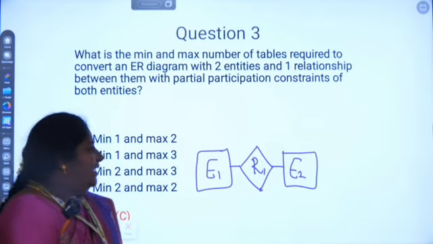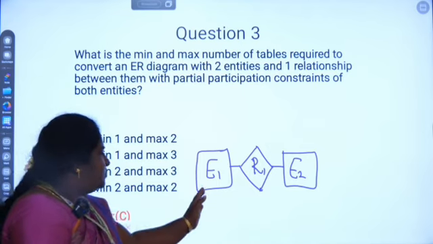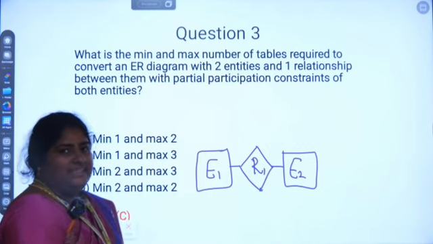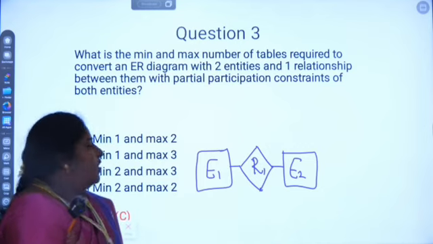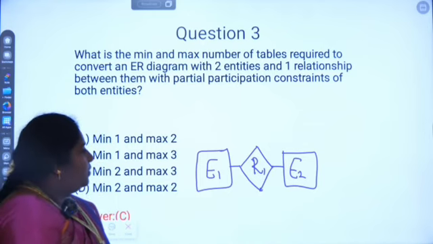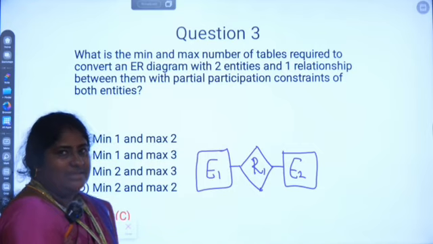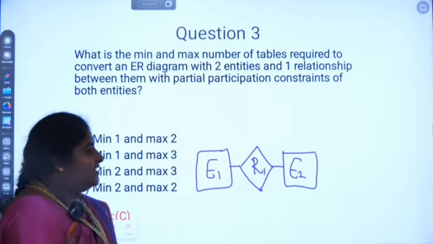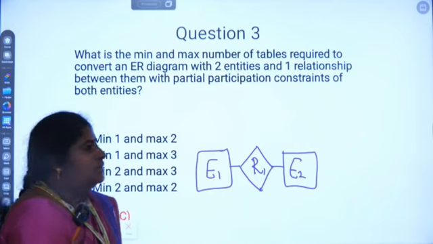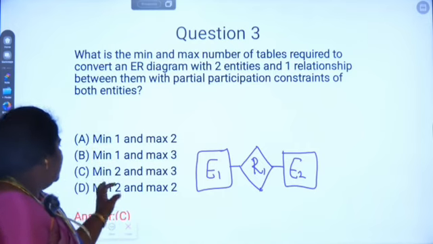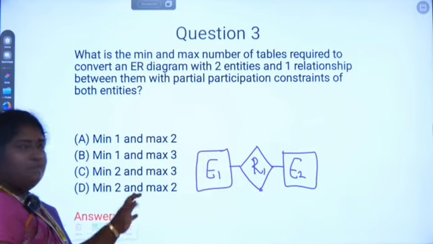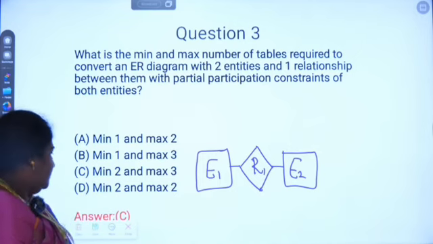When a many to many relationship exists between E1 and E2, we have to create 3 tables. In a maximum we need to create 3 tables, and in a minimum we can create 2 tables, one for E1 and the other for E2. So the right answer here is option C, which is minimum 2 and maximum 3.